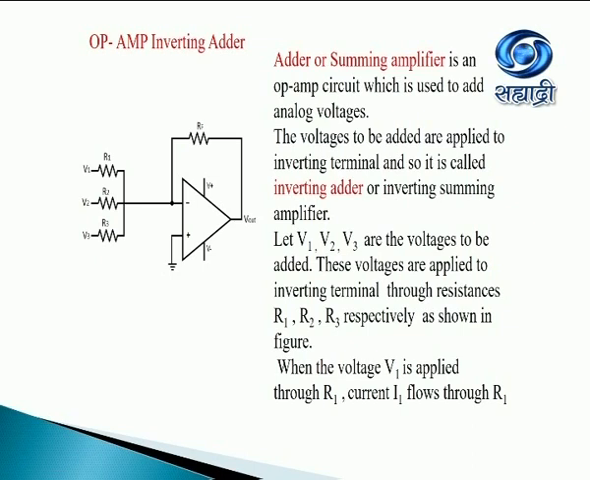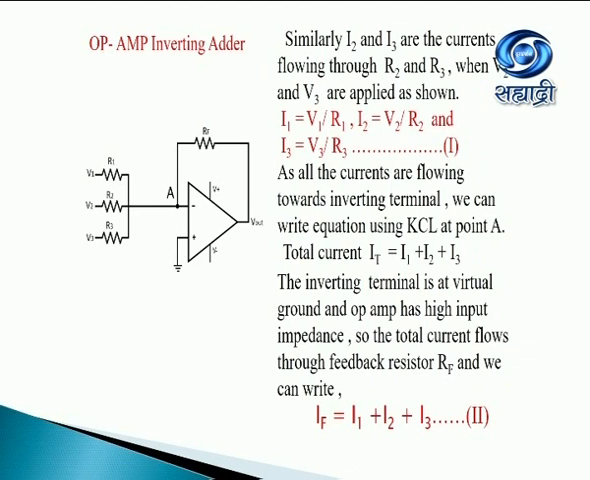Let V1, V2, V3 be the voltages to be added. These voltages are applied to the inverting terminal through resistances R1, R2, R3 respectively as shown in the figure. When the voltage V1 is applied through R1, current I1 flows through R1. Similarly, I2 and I3 are the currents flowing through R2 and R3 when V2 and V3 are applied as shown. From this we can write I1 is equal to V1 upon R1, I2 is equal to V2 upon R2 and I3 is equal to V3 upon R3.